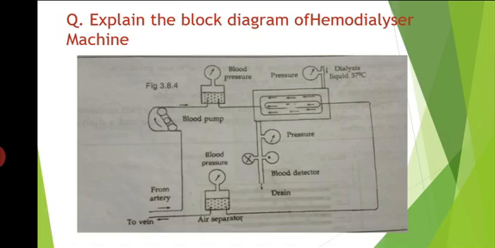Whenever more waste products are present in the blood, the concentration gradient is higher in the blood, so the waste products are absorbed into the electrolyte solution. Then it maintains the concentration gradient, and in this way waste products are removed from the blood.